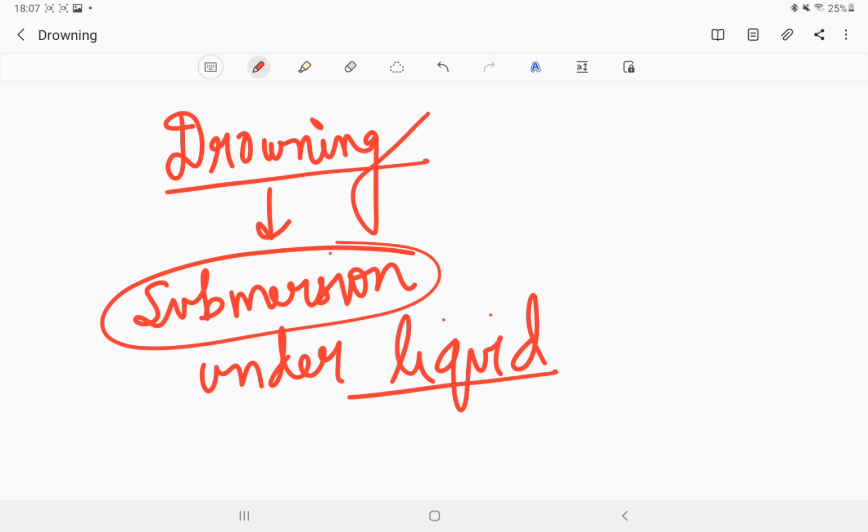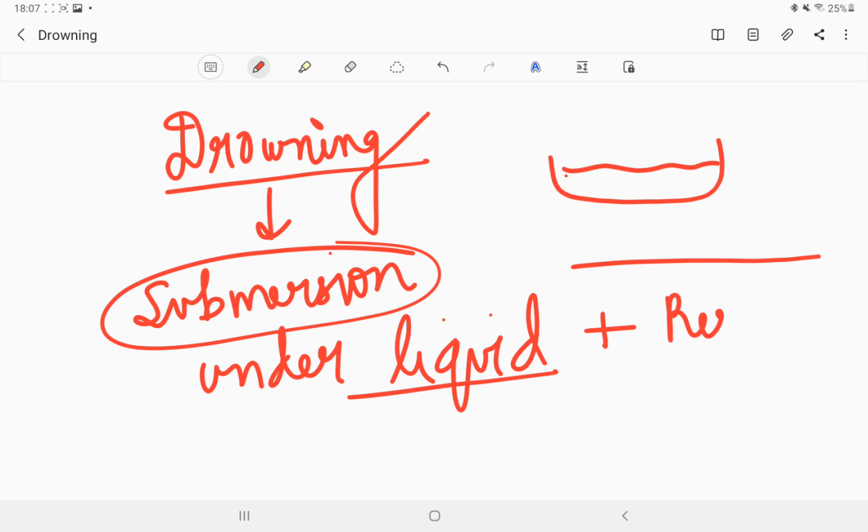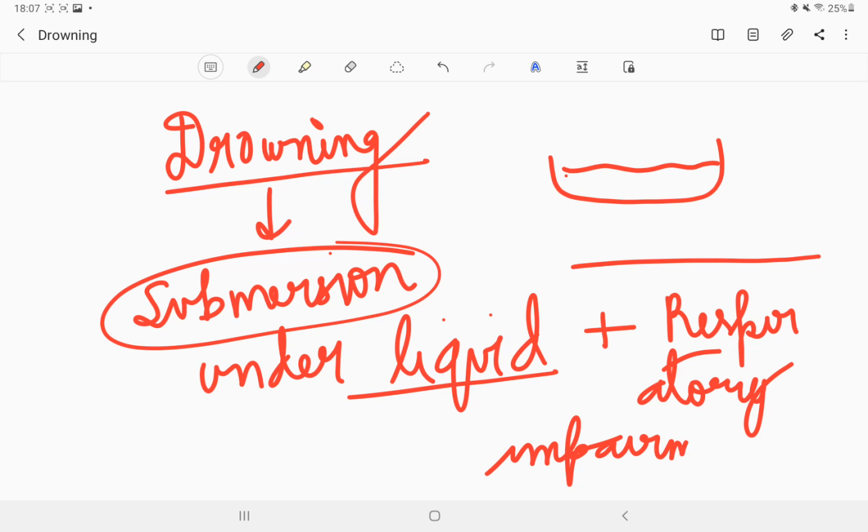Submersion means drowning. But when we are in a bathtub, or we take a dip in the Ganges, do you think we're actually drowning? No, we're not. So there is one more element to the definition: submersion under liquid plus respiratory distress or impairment. These are the two elements of the definition of drowning: submersion under liquid plus respiratory impairment.